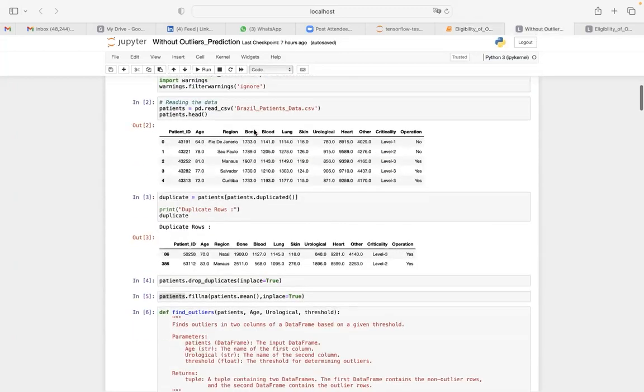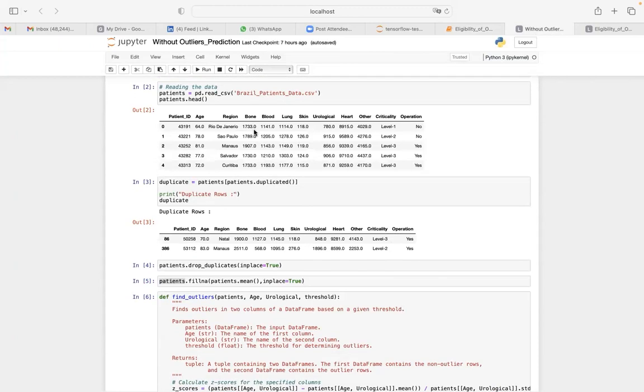If at all there is a confusion with the last method, we will clarify that as well today. So, moving on. This is the patient data which we saw.